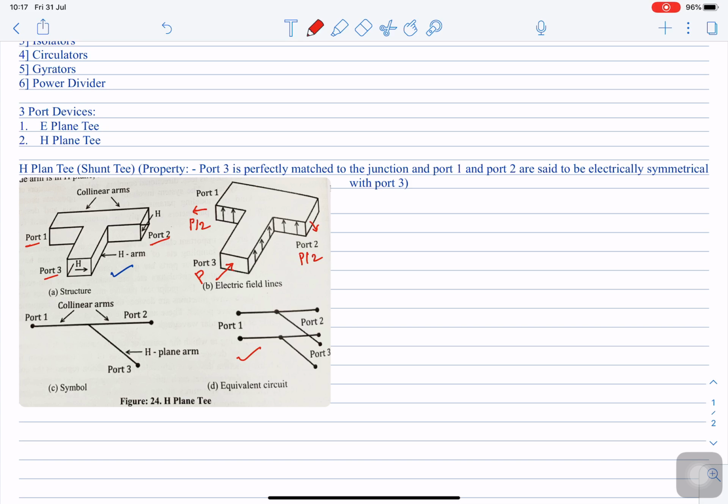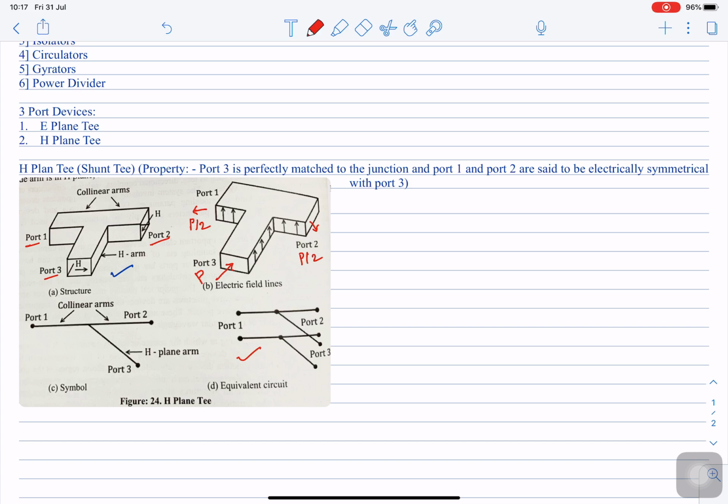Okay, so the important property of the H plane T is whenever some input microwave power is fed at the shunt arm or the perpendicular arm, at port number 3, this power, whatever power P, will get equally divided and be made available at the output.